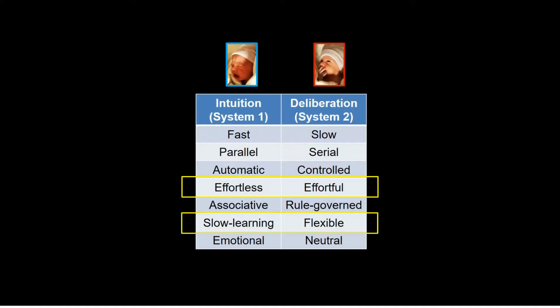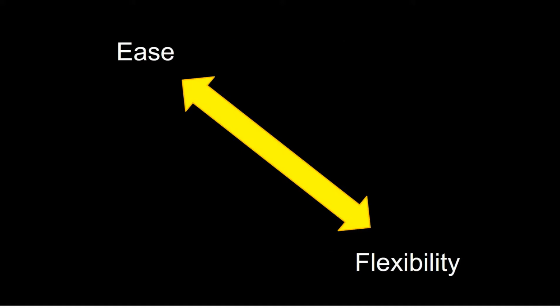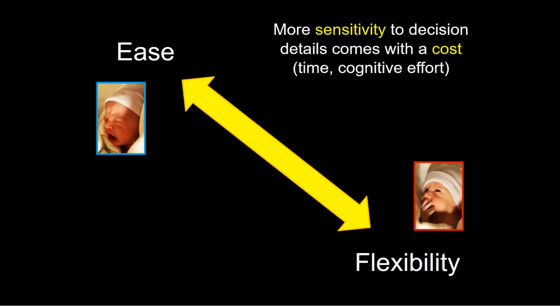And so what that means is that you can think about what these dual process models imply about psychology as saying that there's an ease-flexibility trade-off in decision making, where the intuitive responses are easy but inflexible and insensitive, whereas the deliberative responses are costly. You have to exert effort, time, and so on. But what you get in exchange for that investment is flexibility to be able to respond to the details of the situation that you're facing.